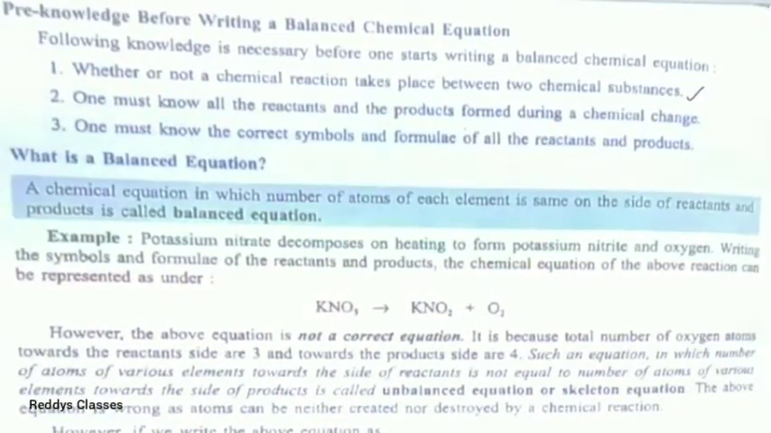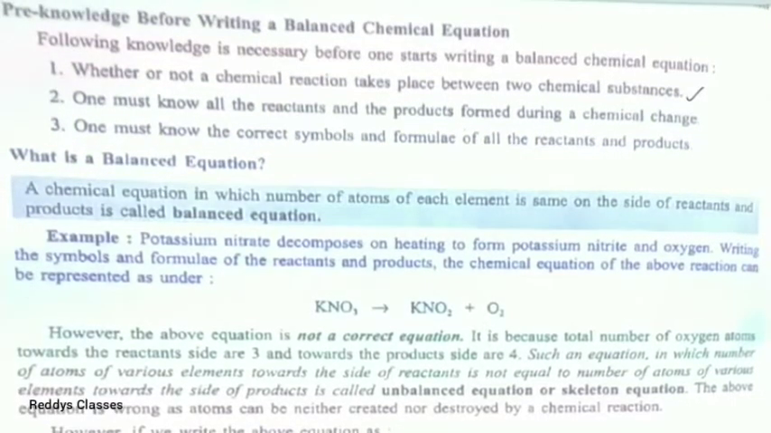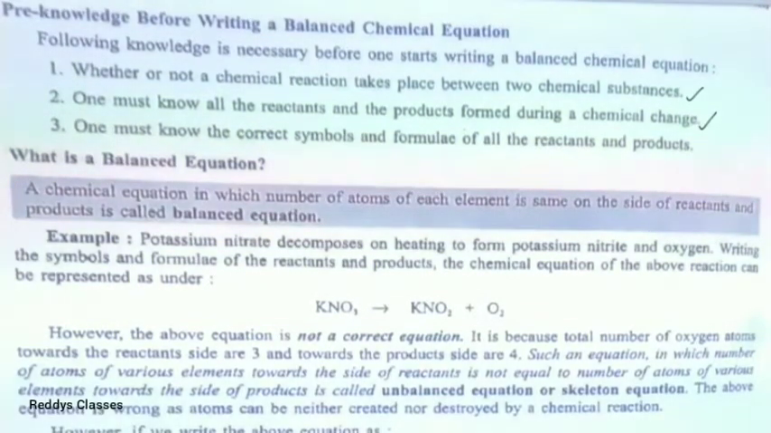Secondly, one must know all the reactants and the products formed during a chemical change. While there is a chemical change, everyone should know the reactants and the products formed. Next, one must know the correct symbols and formulas of all the reactants and products. You should know the symbols of all the elements and also the formulas of the reactants.